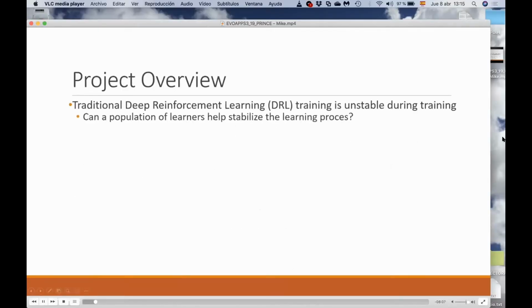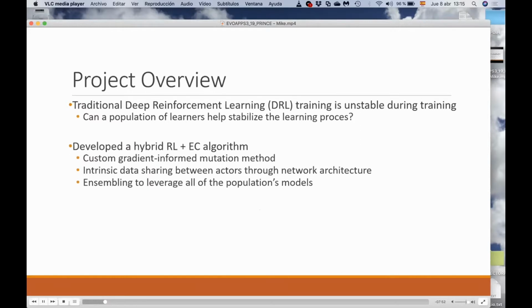For a quick one-slide overview, deep reinforcement learning is notoriously unstable during training. Different initializations and trajectories to learning can lead to very different model outcomes and behaviors. This makes reinforcement learning hard to use. To attempt to approach this problem, we've developed a hybrid reinforcement learning and evolutionary algorithm.